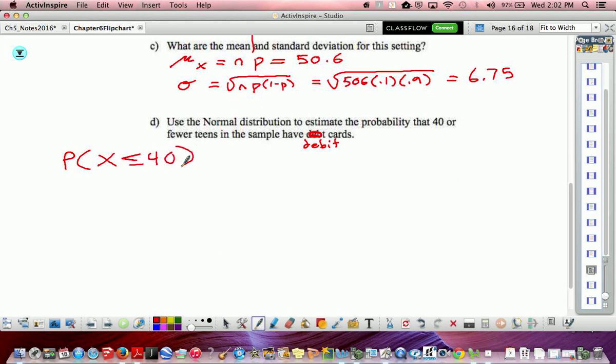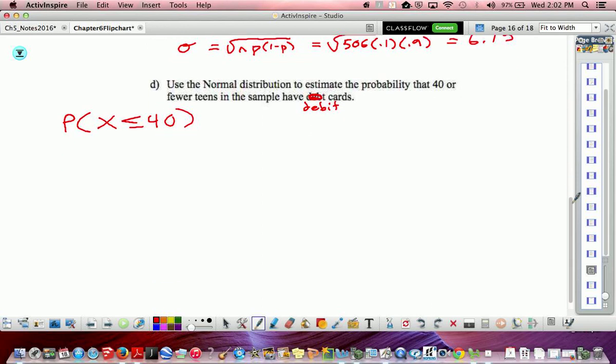So we want to know what's the probability that x is less than or equal to 40? 0.289. Did you just make that up or did you actually calculate it? Made that up. Okay. Well, let's see how well you made it up. I think you are off by about 0.15. That's not that bad. I'll take that.